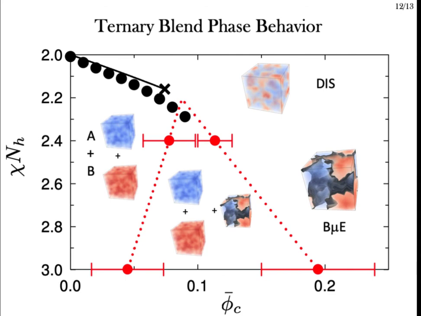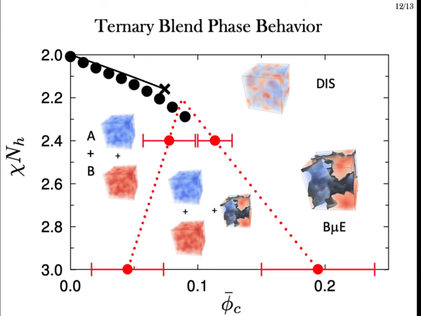Combining all the data we've shown you so far, we can create a still partial but more complete phase diagram. This phase diagram includes a two-phase region to the left, bicontinuous microemulsions to the right, and three-phase coexistence between A-rich, B-rich, and microemulsions in between. The large error bars in the three-phase region are because of the large amount of hysteresis that you saw in the last two slides.